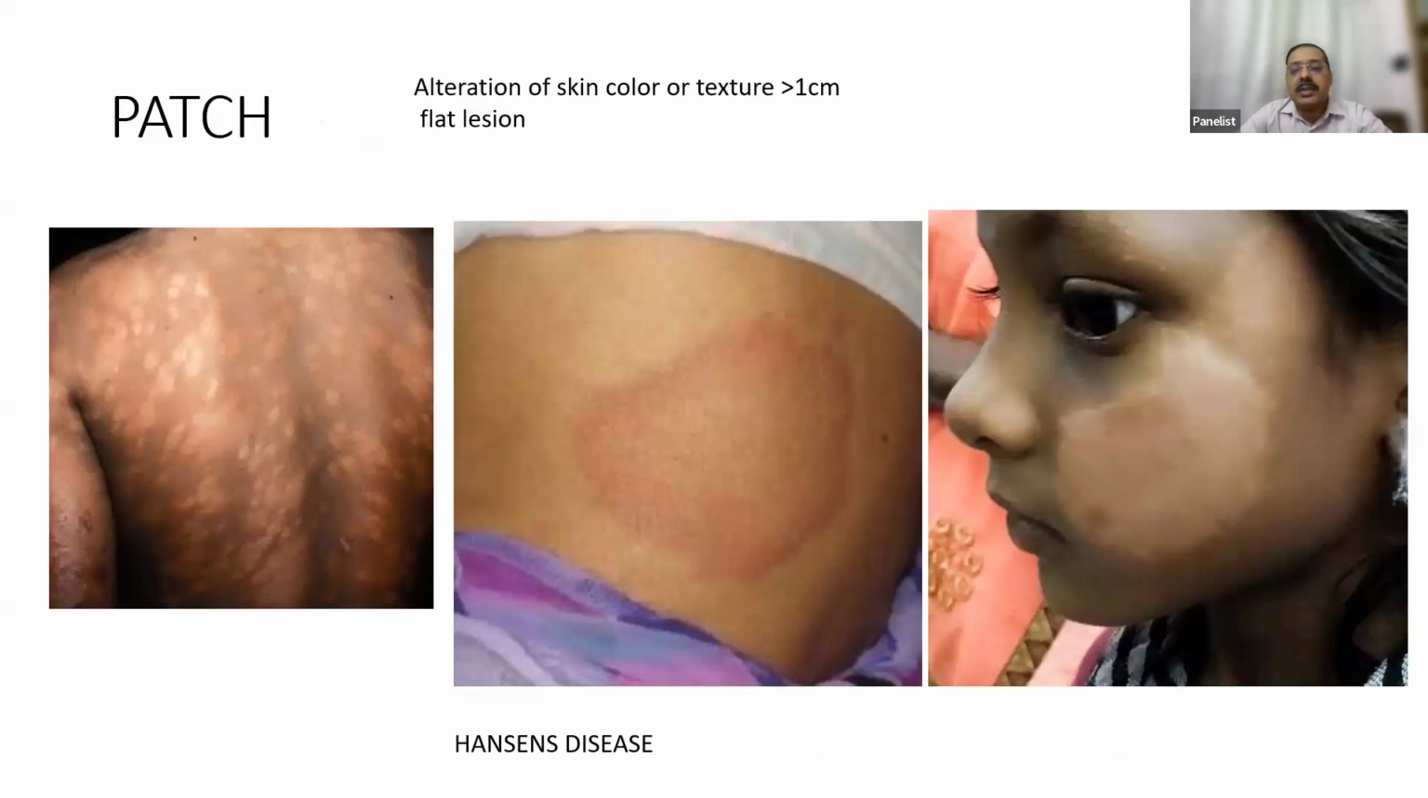Now, a patch is an alteration of the skin color or texture which is more than 1 centimeter, and it's a flat lesion. It is not elevated. But having said that, some of these lesions of Hansen's disease are called patches, even though they are slightly raised. Even though there is an infiltration and they are slightly raised, we call them patches because traditionally Hansen's presents as patches. But by definition, strictly, it is a flat lesion. So this is a typical example of a patch where it is large and enlarged, and we might find a satellite lesion also. So that will give us a clue that probably it is Hansen's disease, probably borderline tuberculoid.